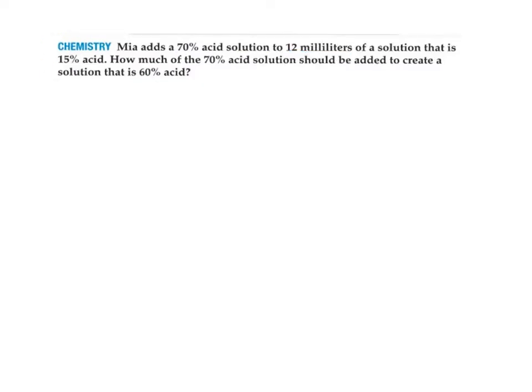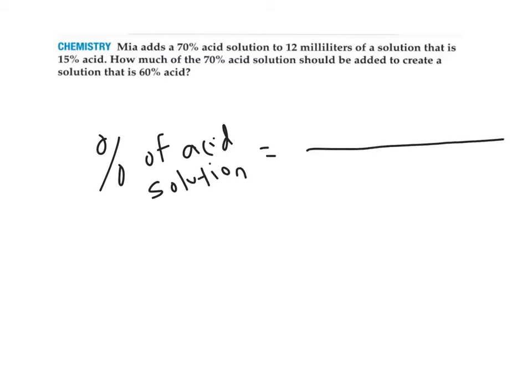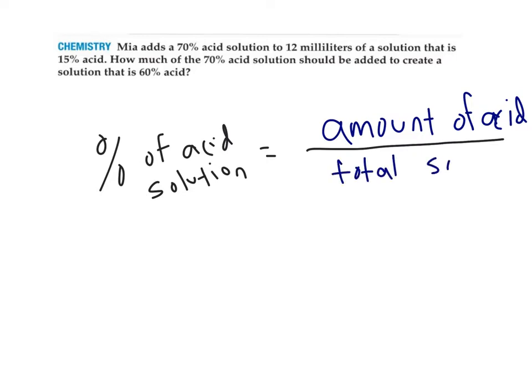So now that we have, or should have, an understanding of the situation that we're presented with, let's do a quick review on percent. So we should know that for any percent, if we want a percent of the acid solution, excuse my handwriting, what that's going to end up being is your total amount of acid divided by your total solution.